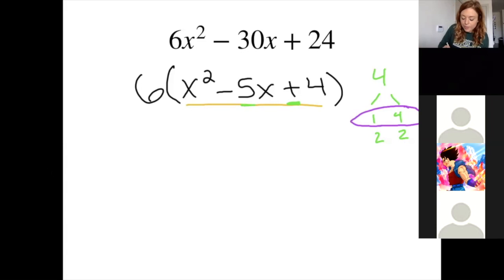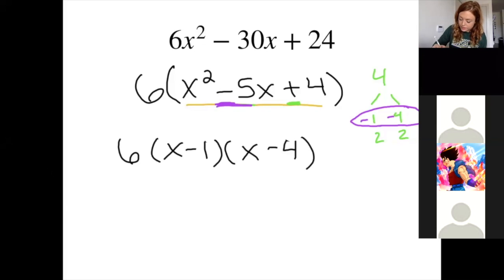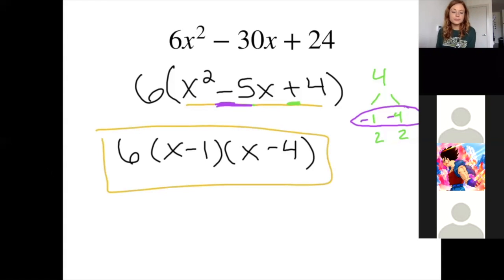Then remember the number in front of the b, because I'm adding, that's going to tell me that they both have to be negative. So a negative times a negative would give me that positive number right there. So negative 1 minus 4 would get me back to this negative 5. Then I'm ready to drop down the 6, open up a parenthesis, x minus 1, open up another one, x minus 4, and that's your answer, with the 6 and everything on the outside. That's it.